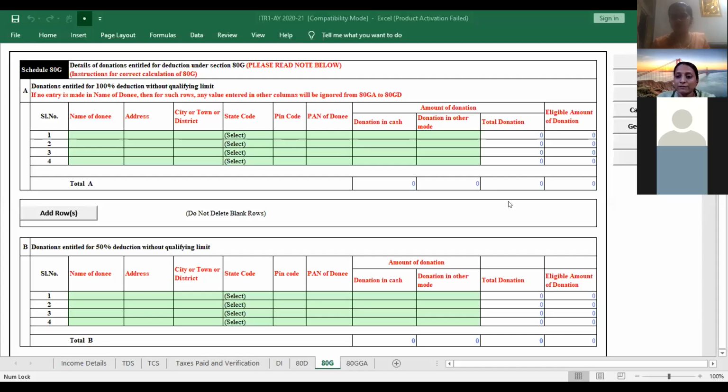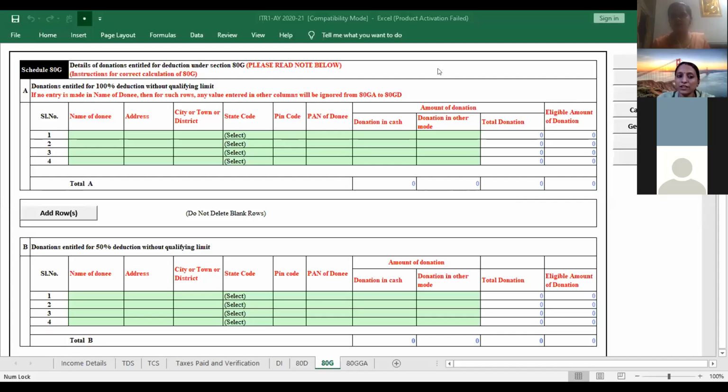So I hope that solves the query. I hope that is clear. Yes, I think it is very much clear. How to upload after filling the form? Yes.